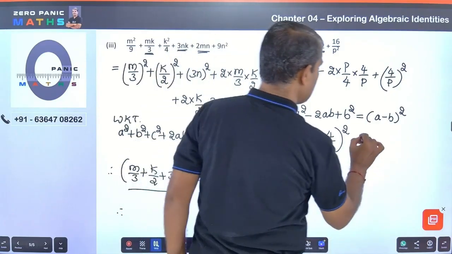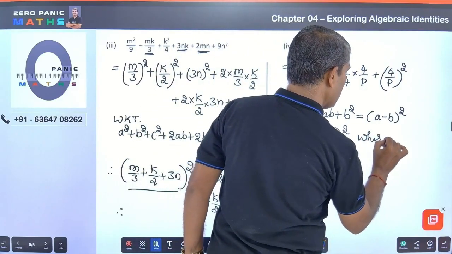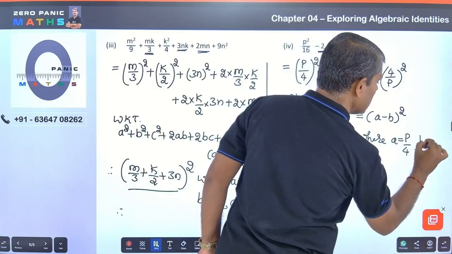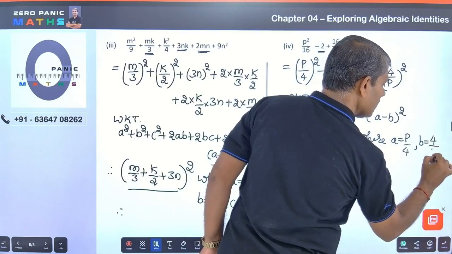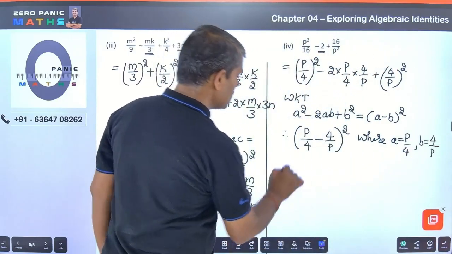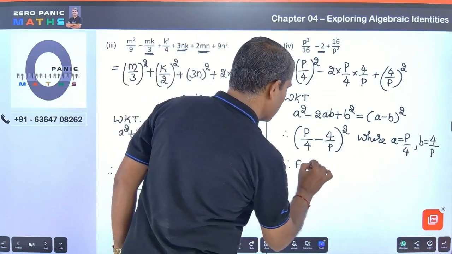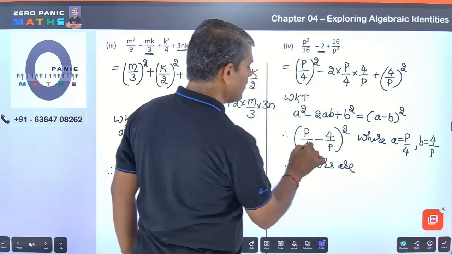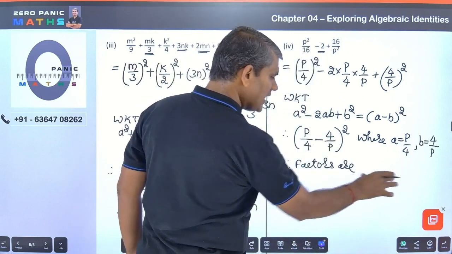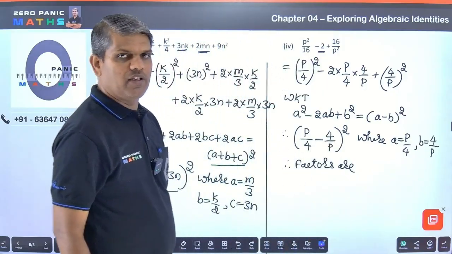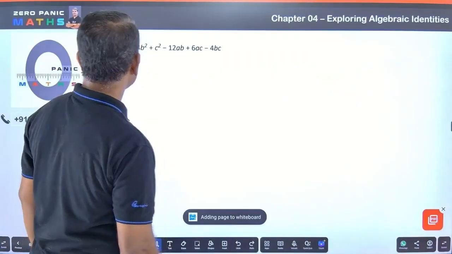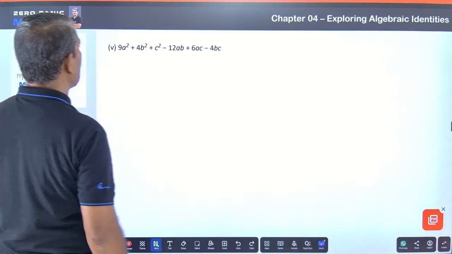Okay. So where a is equal to p by 4, and b is equal to 4 by p, the reverse of that. Therefore the factors are p by 4 minus 4 by p, and another p by 4 minus 4 by p. Hope you can write that. So this is the fourth problem. Let us look at the fifth problem.